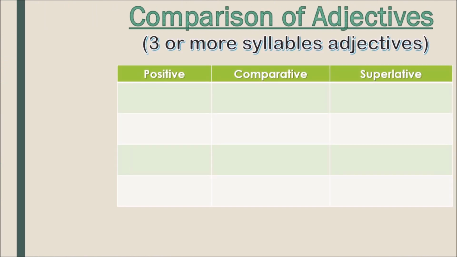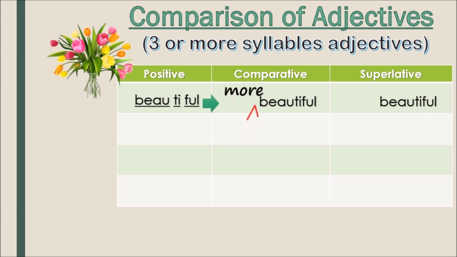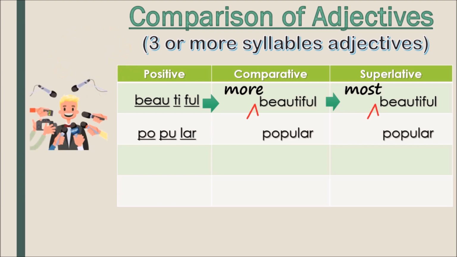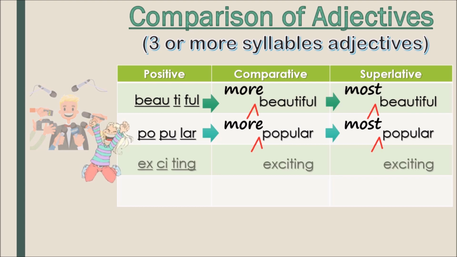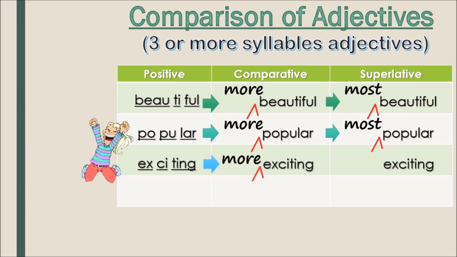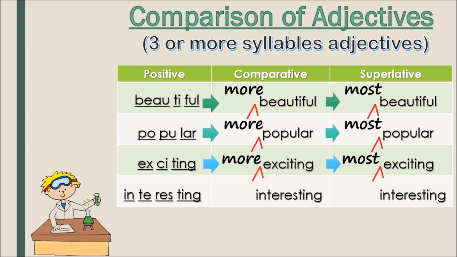Here are more examples for three or more syllables adjectives. Beautiful, more beautiful, most beautiful. Popular, more popular, most popular. Exciting, more exciting, most exciting. Interesting, more interesting, most interesting.